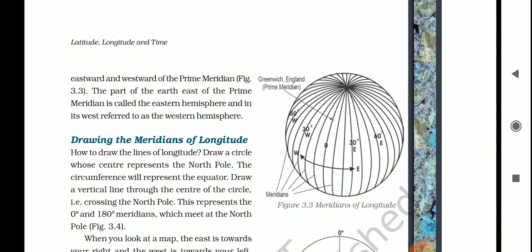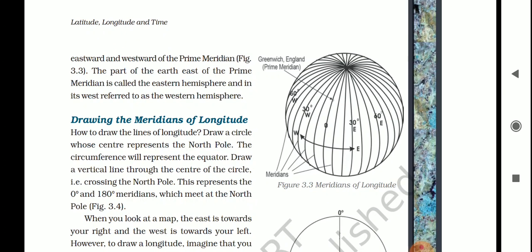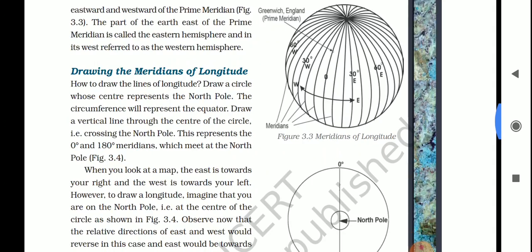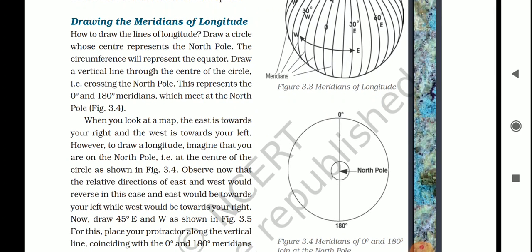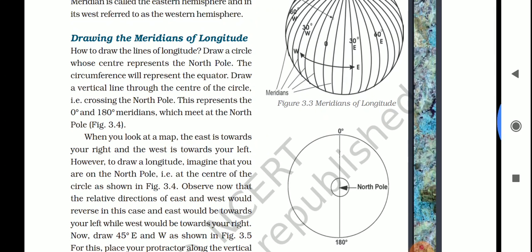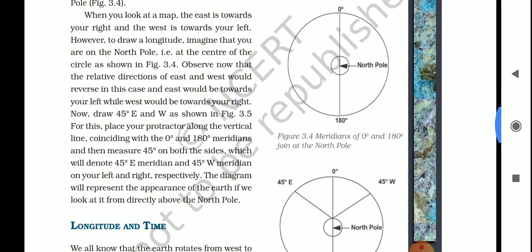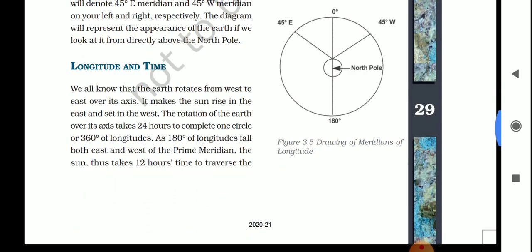This represents the 0 degree and 180 degree, north and south, so they meet each other at the north pole. Next, draw 30 degree east and west, as you can see in the figure. In this figure you can see 3.4, right? So the diagram represents the appearance of the earth if one looks at it from directly above the north pole, right?